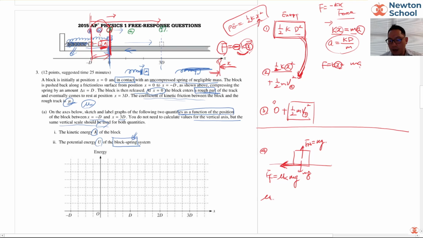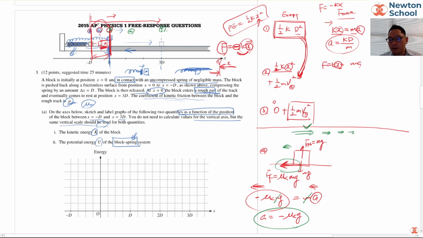Now this is mu k mg, I'll just put a negative sign there, denoting this is backward, which equals ma, so your acceleration is also backward, okay? Your acceleration will be negative. So your acceleration will be basically negative mu k g if you cancel the mass out, right? So basically you're slowing down. Remember, you are moving to the right, but because of this force, your acceleration is backward, so this velocity will get smaller and smaller and smaller.